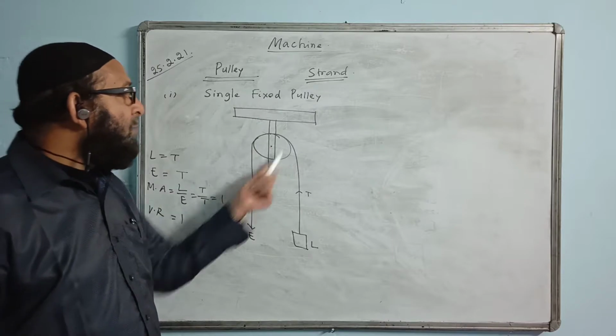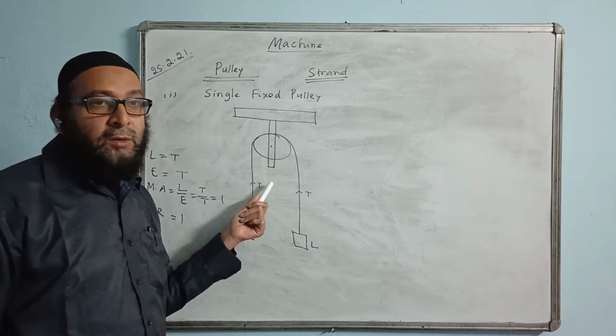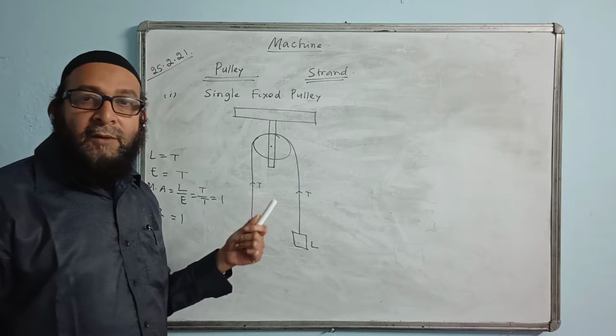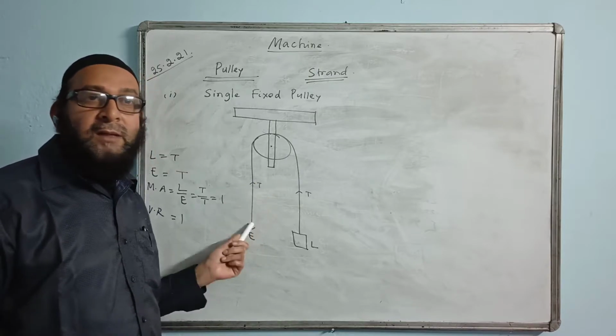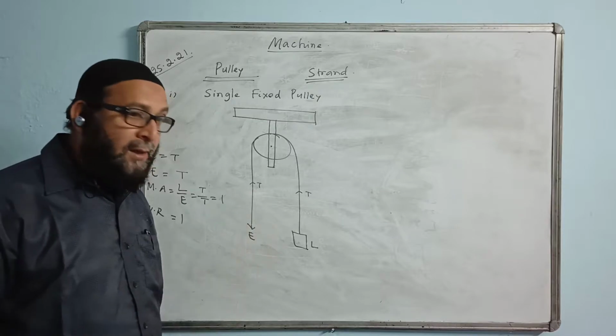Name a place where this pulley is used. We say in a well. When we fill a bucket full of water from a well, we use this kind of pulley system. It provides a convenient direction for the effort to be applied.